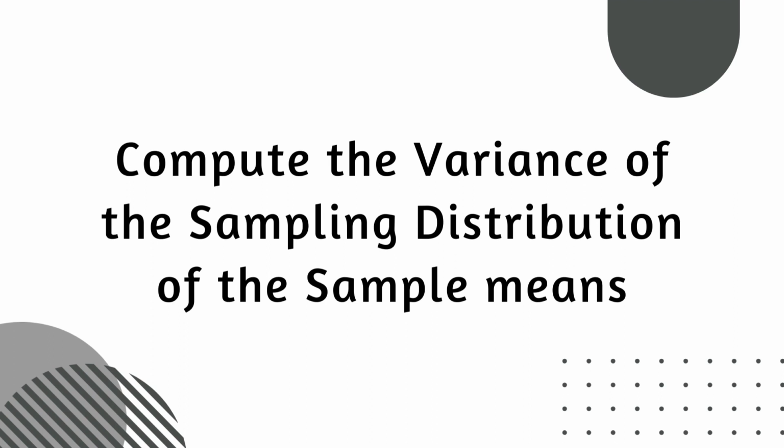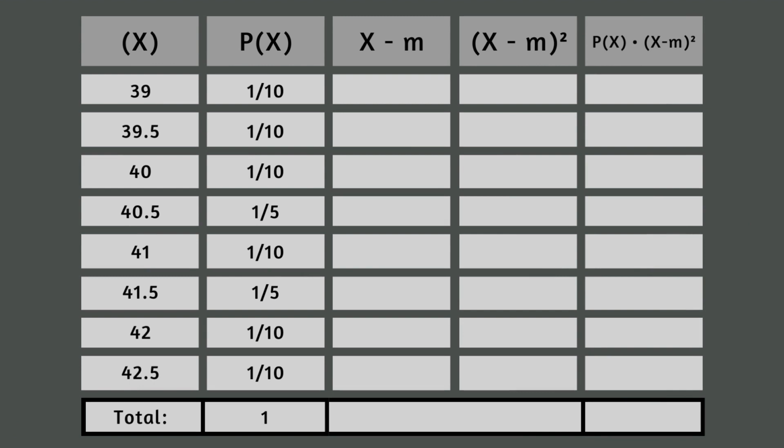Let us now proceed to computing the variance of the sampling distribution of the sample means. Now that we have the population mean, we can now solve for the variance. First, we must subtract the population mean from the sample mean in order to get the results in the third column. For example, our population mean was 40.8. If we subtract it from 39, we get negative 1.8. Same goes with the following.